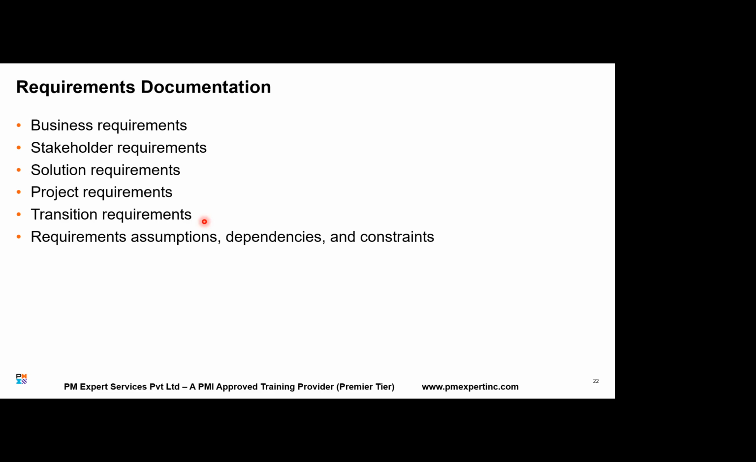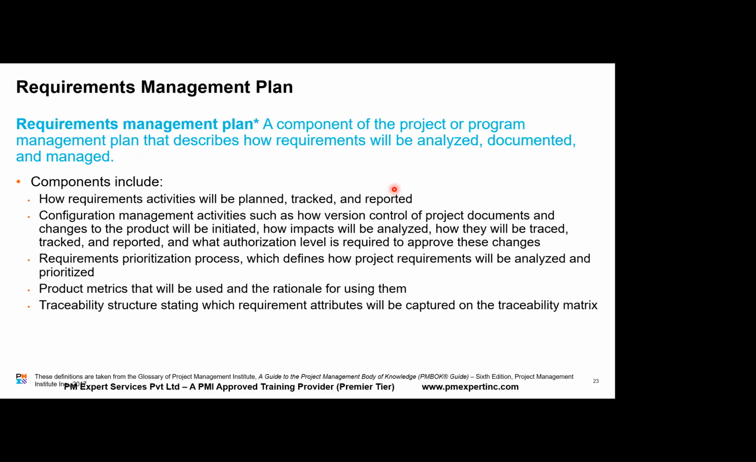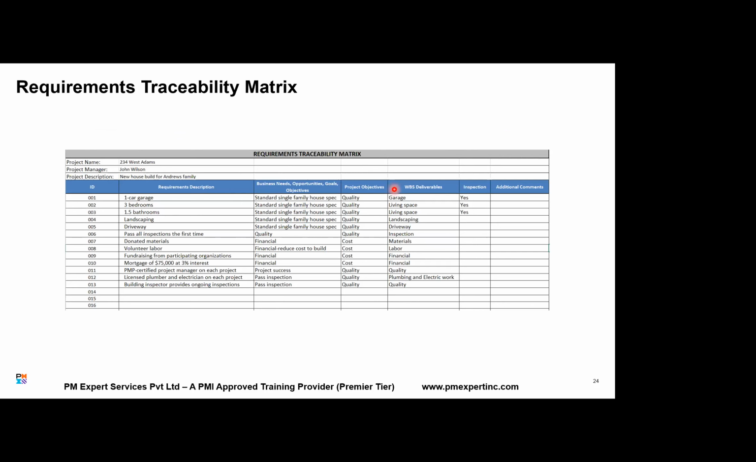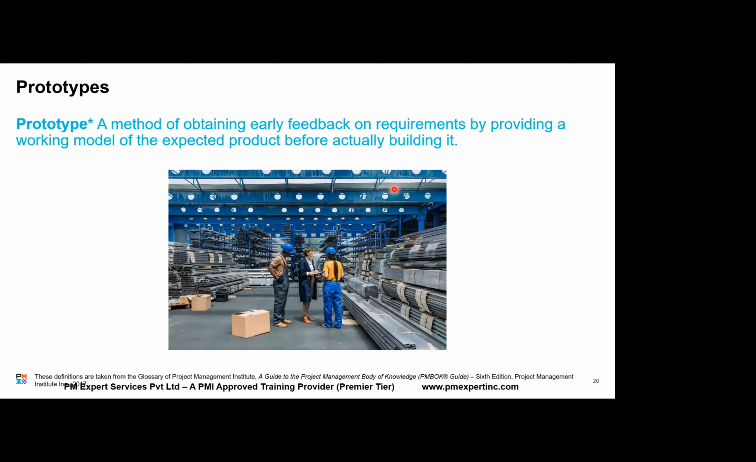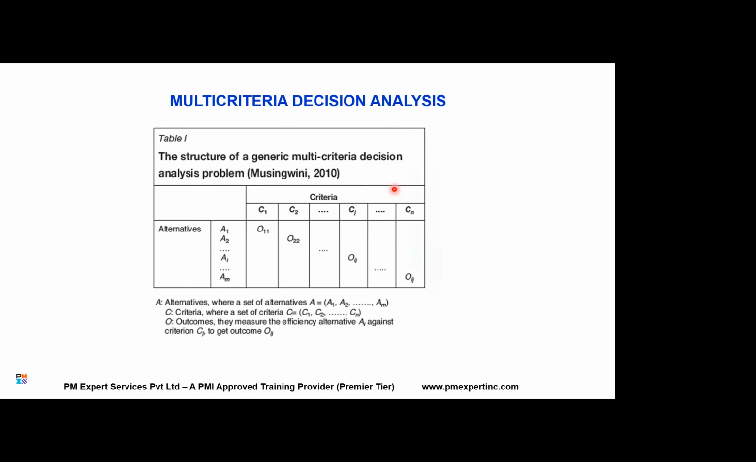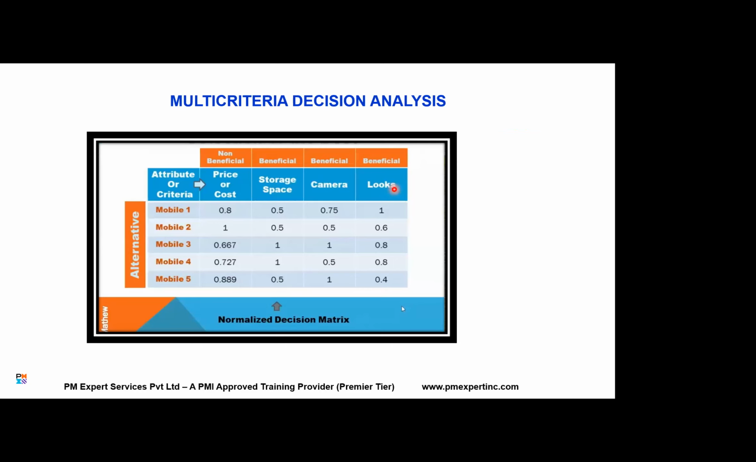So are you okay with the differences between business requirements, stakeholder requirements, solution requirements, project requirements, and transition requirements? Now, a very, very important concept is the requirement traceability matrix. But before that, I think we have skipped certain topics. One is multi-criteria decision analysis. This is an example of multi-criteria decision analysis.